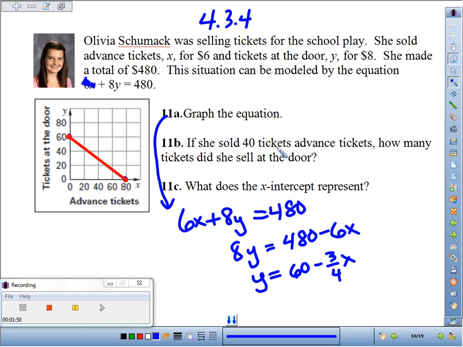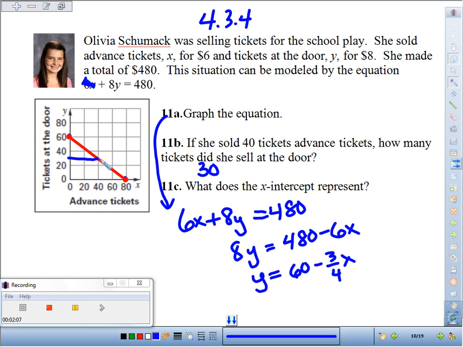11B says if she sold 40 tickets in advance, how many tickets did she sell at the door? A couple ways we can go about it. If you make a good graph, you could say, well, she sold 40 tickets in advance, and we work up and say, okay, work my way across. Looks like she sold 30 at the door.